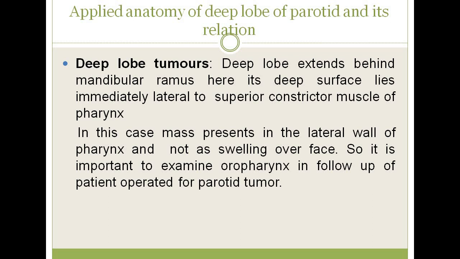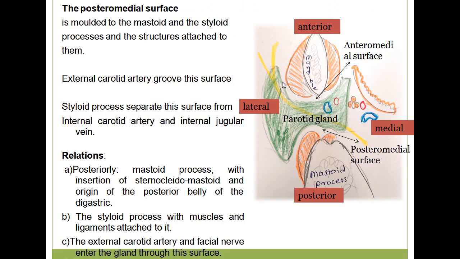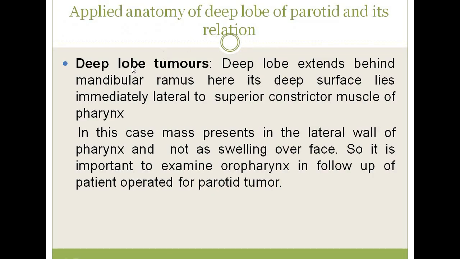Now the clinical anatomy of the deep lobe of the parotid gland and its relation. In this previous figure you have seen that because of this ramus of the mandible, which is grooving this anteromedial surface, the gland is divided into two parts, this superficial lobe and the deep lobe, and the connecting part, this is the isthmus, which is connecting the superficial and deep part of the parotid gland.